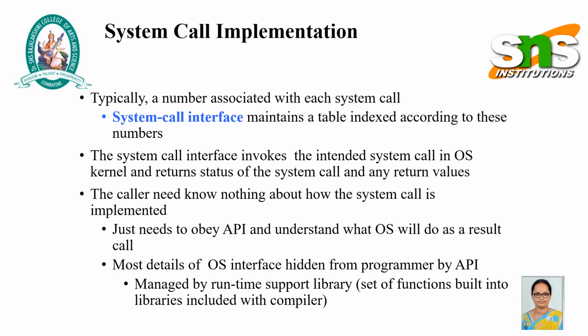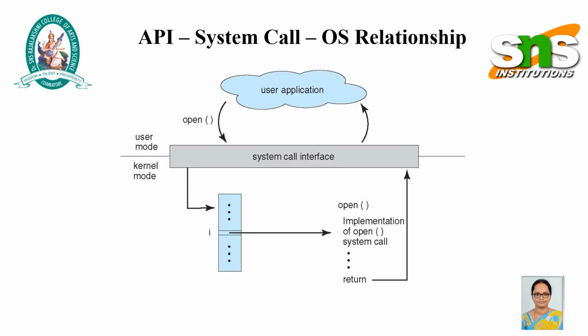System call implementation. A number is associated with each system call. The system call interface maintains a table indexed according to these numbers. It invokes the system call in the OS kernel and returns the status of the system call and any return values. The caller need know nothing about how the system call is implemented, just needs to obey the API and understand what the OS will do as a result of the call.